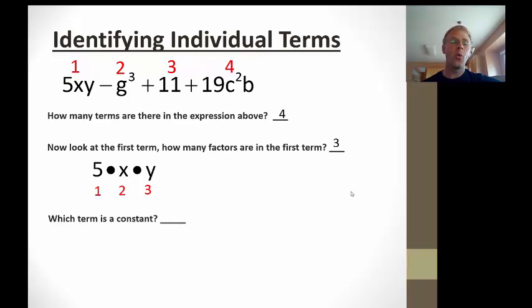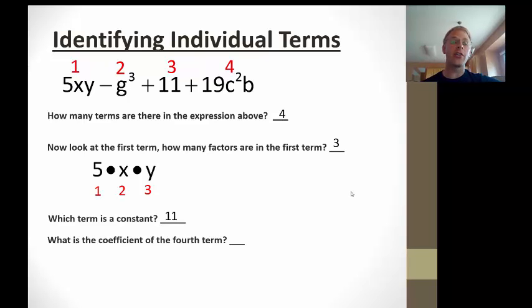Next question. Which term is a constant? As we look at each of these terms, remember what the definition of a constant was. Hopefully you said 11 was our constant, the third term. Notice we have an addition sign, an 11, and then an addition sign. There are absolutely no variables in between those addition signs, so we know that that's a constant.